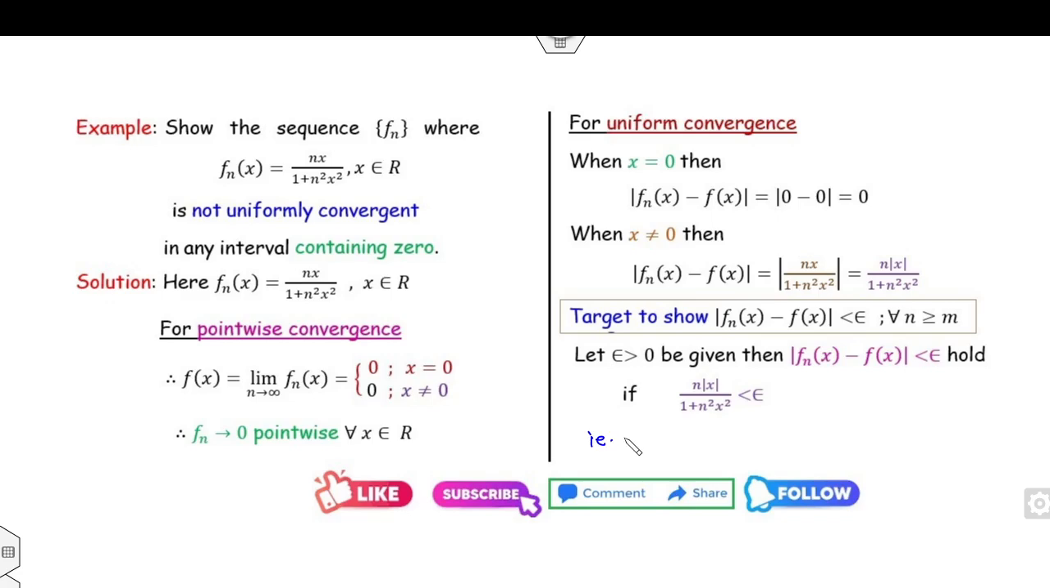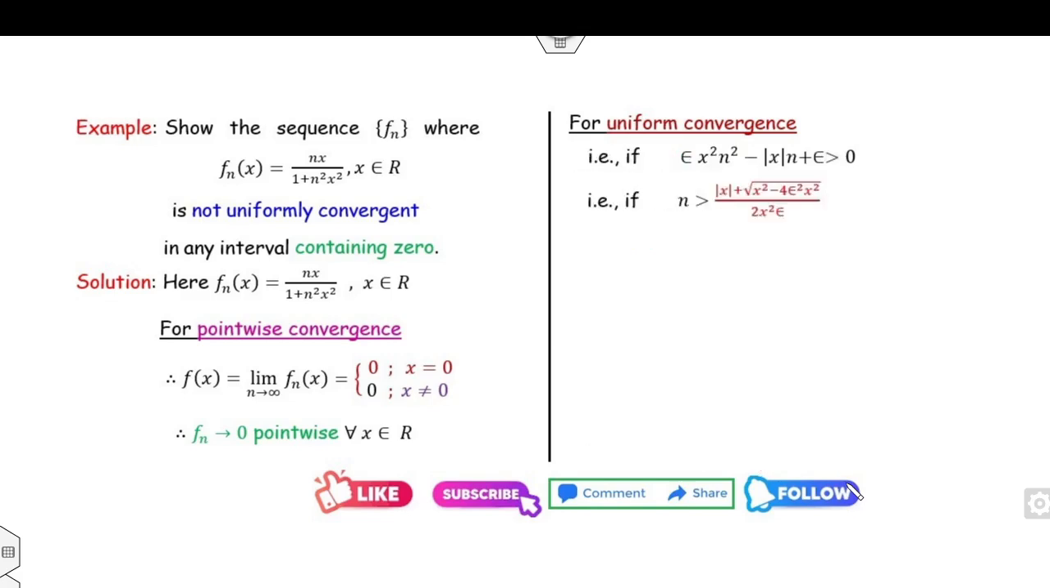Then your target is to find the value of n. So I can multiply both sides by epsilon n squared x squared. Clearly, this equation is quadratic in n. So I can write this equation in quadratic form. How can you find the solution of the quadratic? Minus b plus or minus the square root of b squared minus 4ac, over 2a. This is a, this is b, and this is c. So my solution is this one.